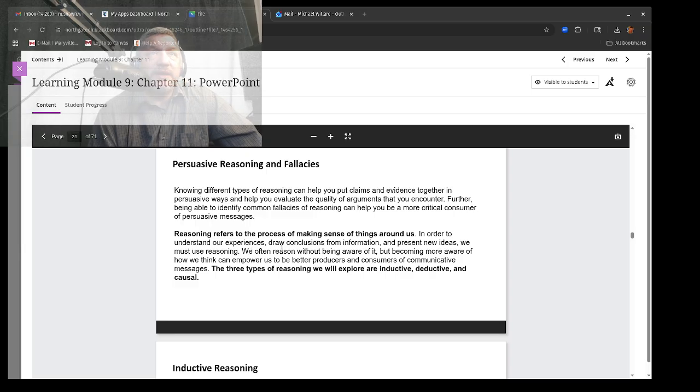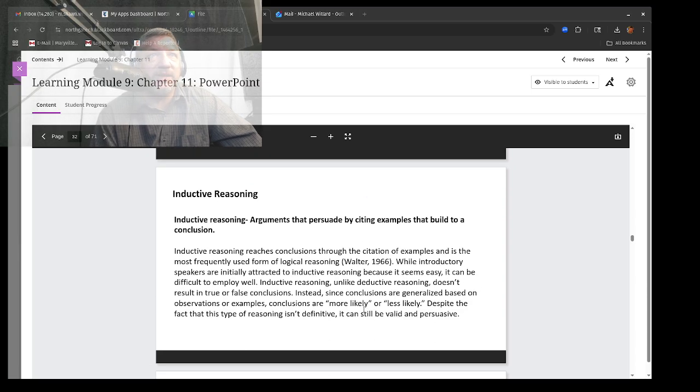In order to understand our experiences and draw conclusions from this information, as well as present new ideas, we must use reasoning. We often reason without even thinking about it. But sometimes we become more aware, and in those moments we become more powerful, and we become better consumers and also better communicators. The three types of reasoning we will explore in this section are inductive, deductive, and causal. My goodness. Inductive reasoning: arguments that persuade by citing examples that build us to a conclusion.